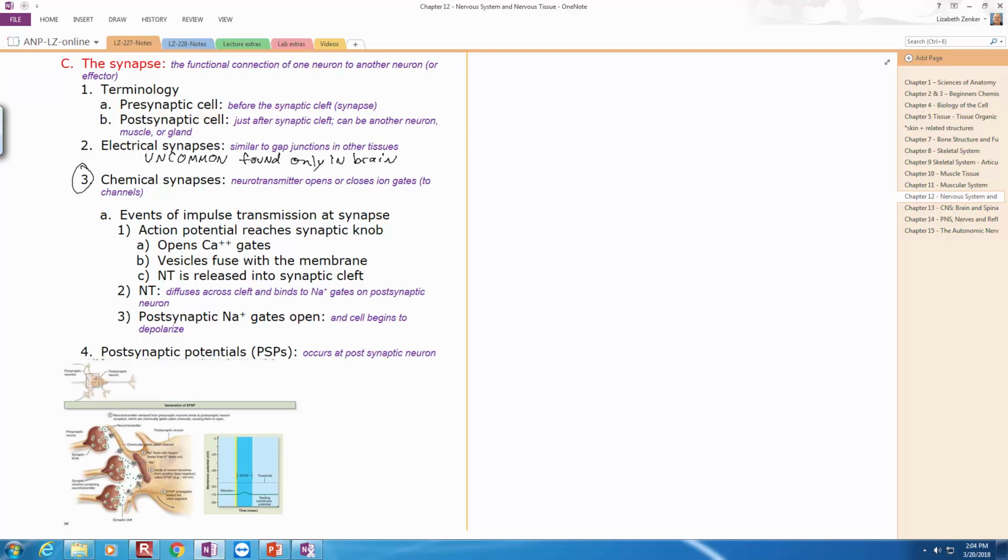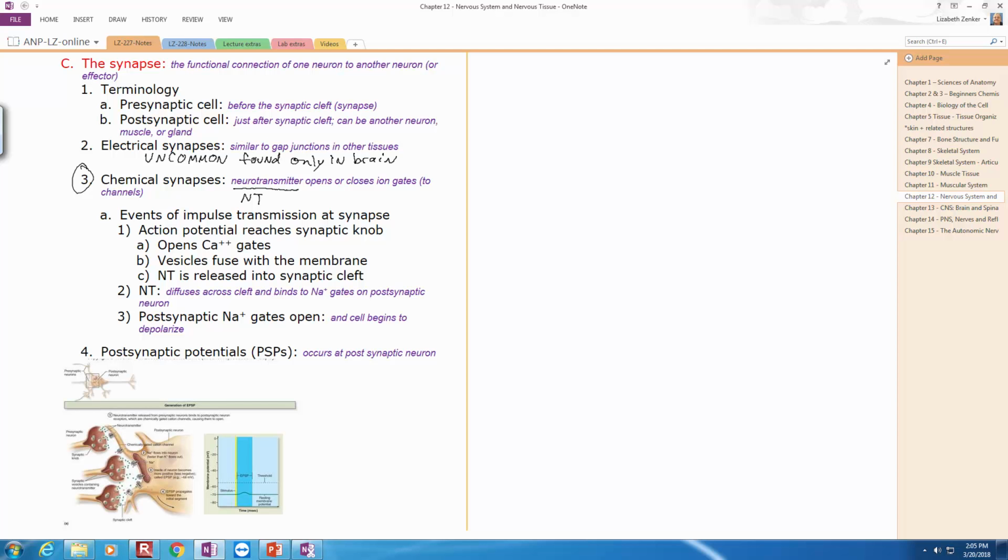Moving on to chemical synapses, we have a lot of chemical synapses. So what we mainly talk about with this are neurotransmitters. And the neurotransmitter is a chemical. We abbreviate neurotransmitter as NT. You guys already learned about one neurotransmitter, which was acetylcholine, right? So neurotransmitters are chemical, and that's why it says a neurotransmitter opens or closes an ion gate to the channel. This is just like the neuromuscular junction between the neuron and the skeletal muscle.